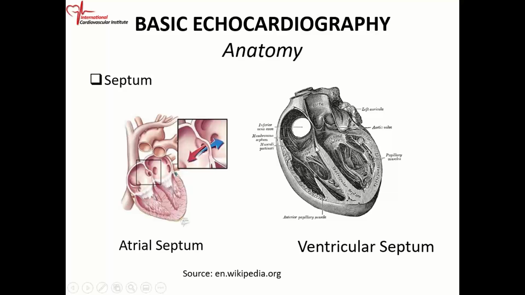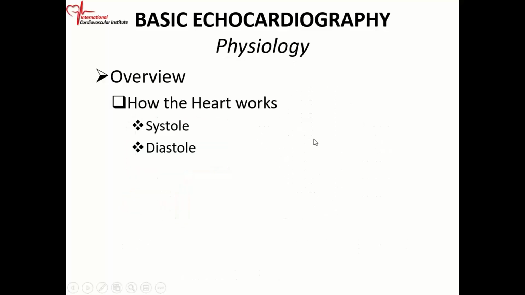So the ventricular septum now is a much thicker structure. You have the muscular portion, and then what we call the membranous portion is right up here. So this is the muscular portion, and the membranous portion is right up there. So that's the anatomy of the heart in a nutshell.